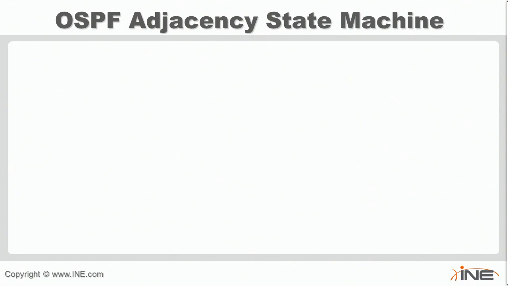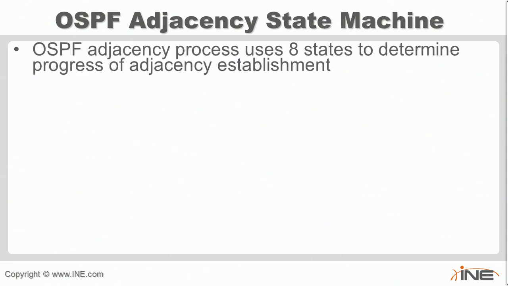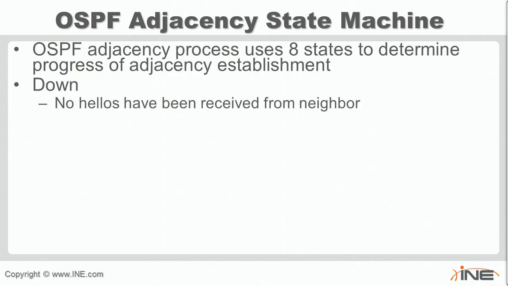So to actually go through the states of forming the adjacency, OSPF defines 8 different states as part of the state machine. That basically is the logic that the router goes through to find the neighbors, to exchange the routes, and then finally say that we've synchronized the topologies, and now we can run the shortest path first calculation. First one we start at is the down state. This basically means that you haven't received any hellos from the neighbor, the same as if OSPF is disabled on the interface.